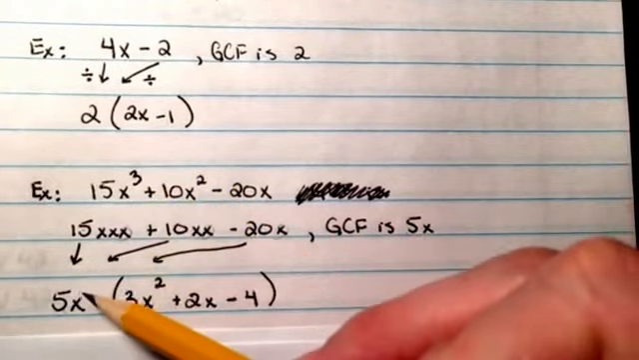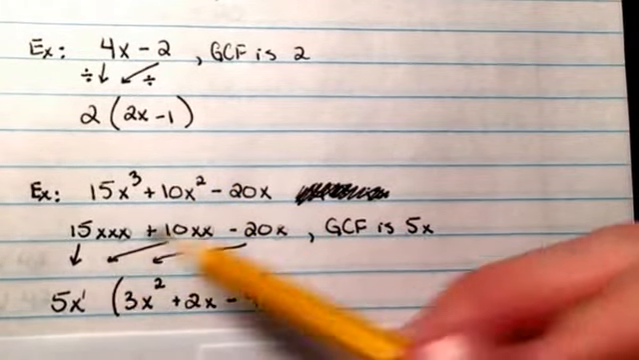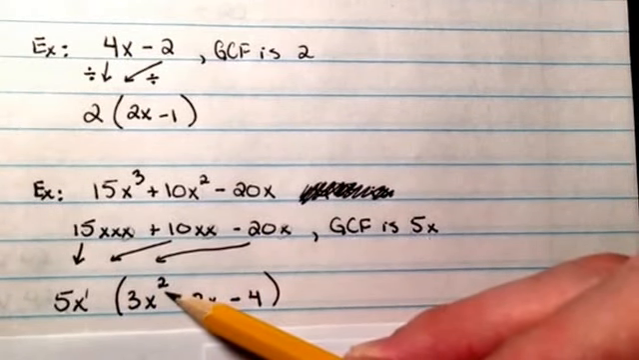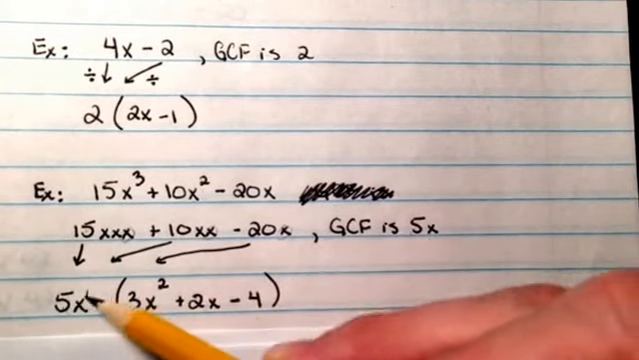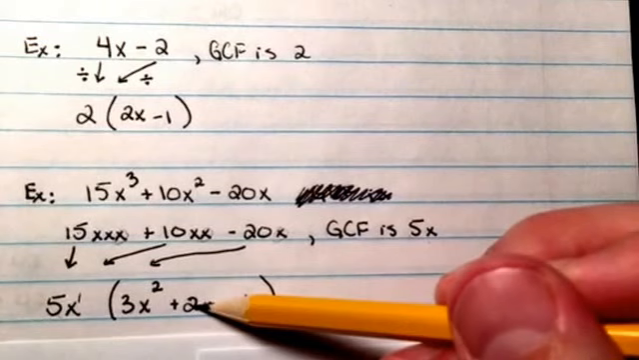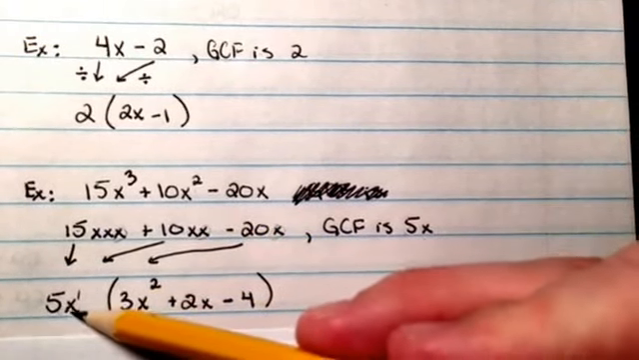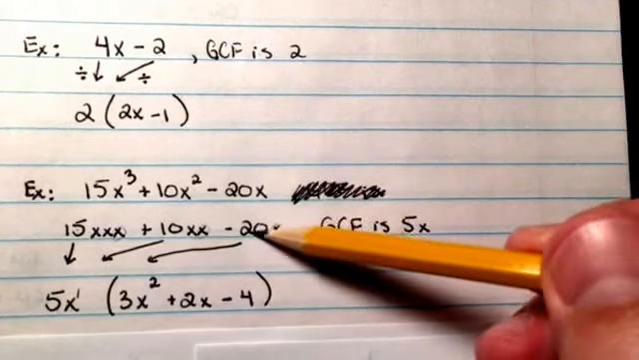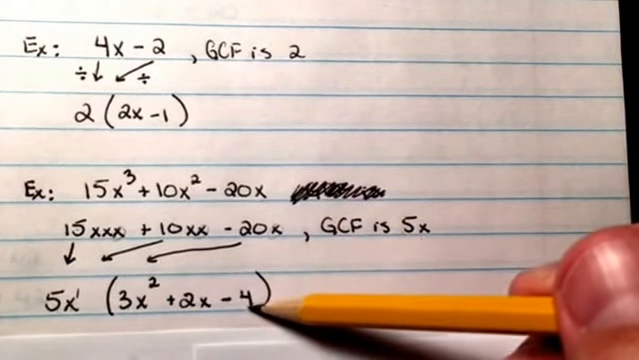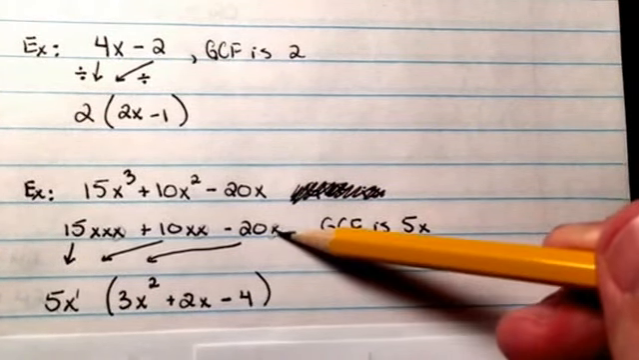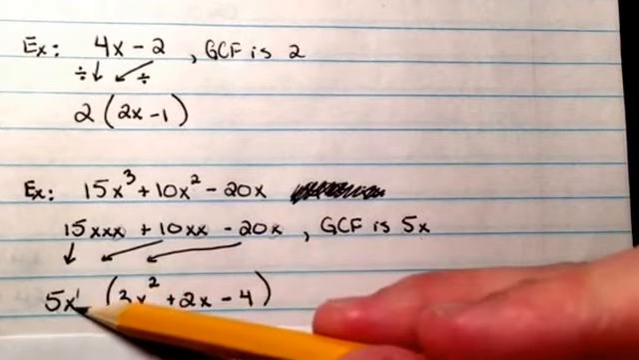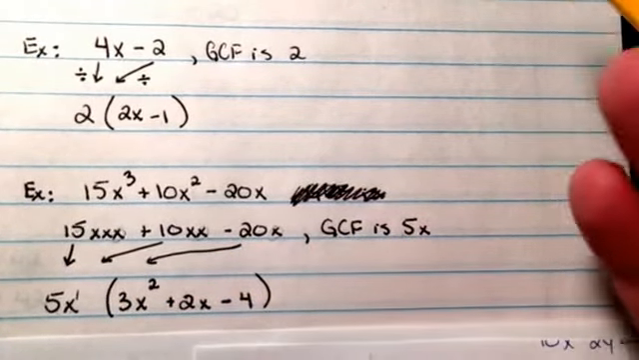Or you can say 3 minus 1. Remember, that was a 1 there. Okay? Had 3, took 1 away, you only have 2 left, so x squared. 10 divided by 5 is 2. You had 2 x's, you took 1 away, you only have 1 remaining. Negative 20 divided by 5, negative 4. You only had 1 x, you took it away, so no x's left. You've got your GCF, you've got your remainder, you're finished.